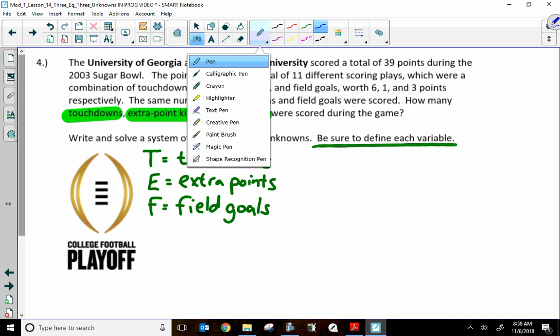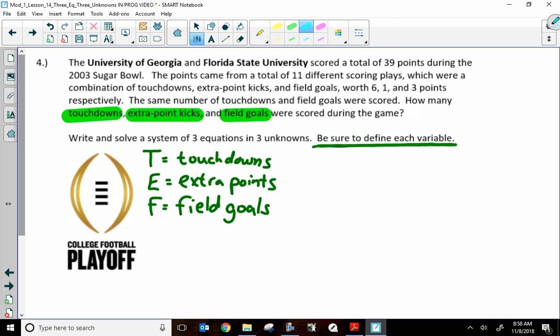Now, let's come up with some equations, shall we? Okay, the points came from a total of 11 different scoring plays. That means when I add up the total of touchdowns to the number of extra points to the number of field goals, because all of those are scoring plays, that should total 11. I have 11 different scoring plays. So there are 11 plays where we scored a combination of touchdowns, extra points, and field goals. So if I add them together, that should be 11.